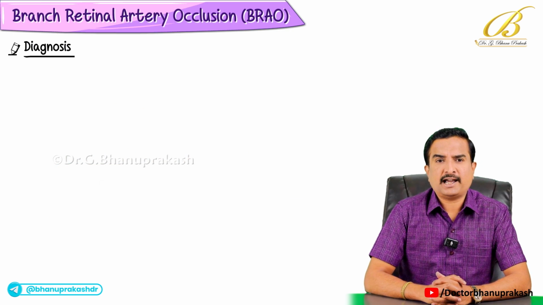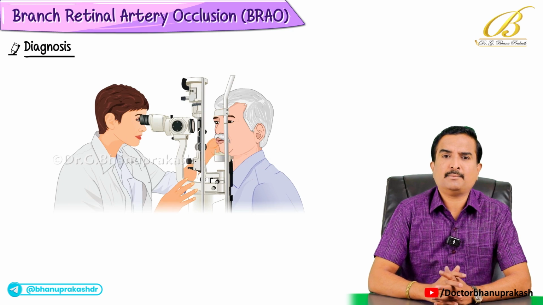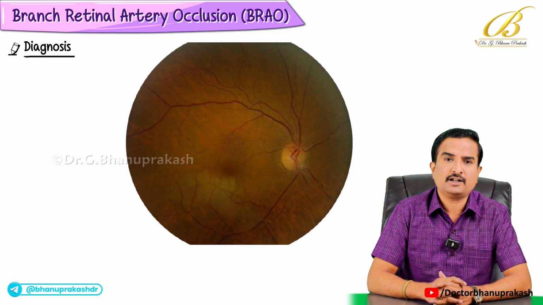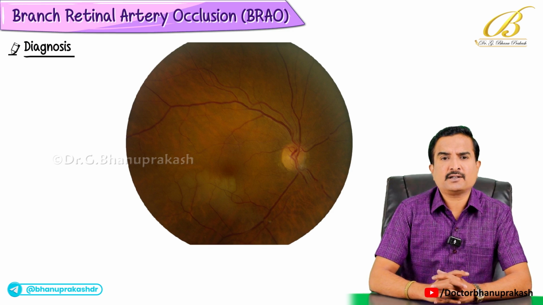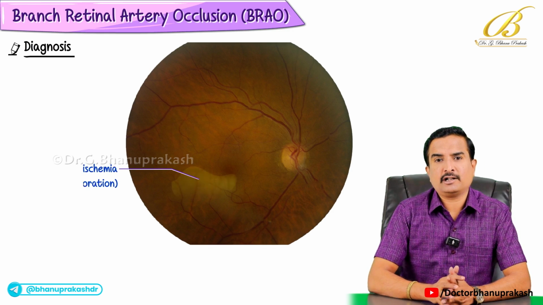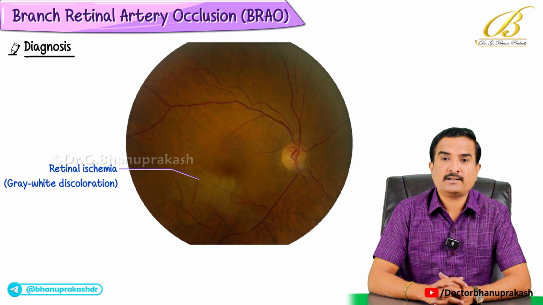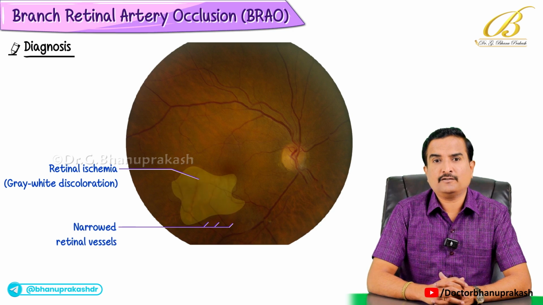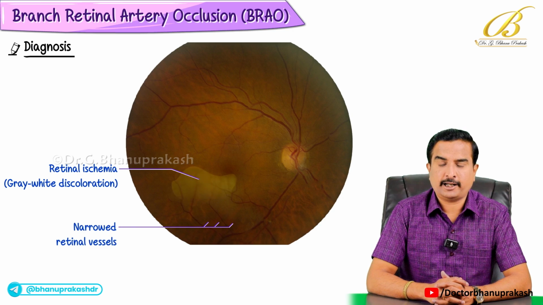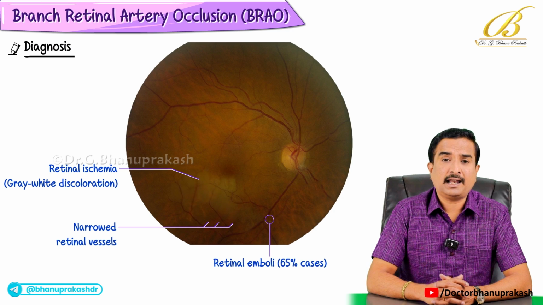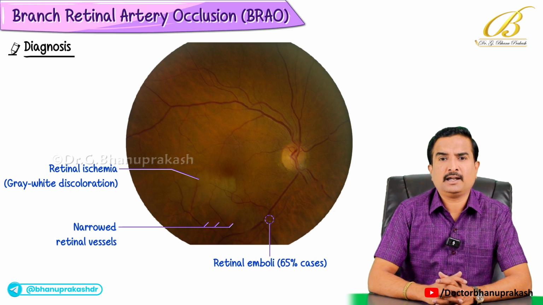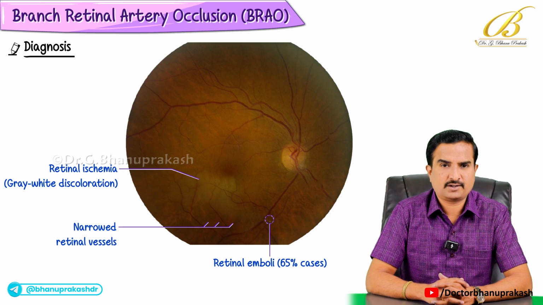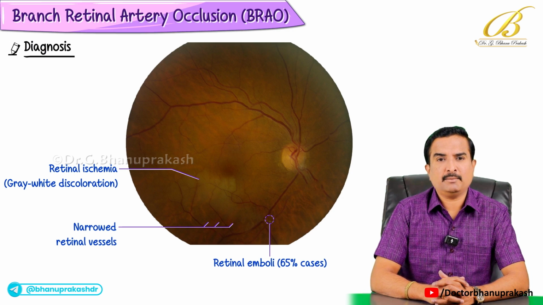Now when we talk about the diagnosis, a thorough eye examination including fundoscopic evaluation is essential for diagnosing this condition. The key features include segmental retinal ischemia with a gray-white discoloration in the affected retinal quadrant, narrowing of the retinal vessels in the affected area, and retinal emboli, which are often visible in up to 65% of the cases, suggesting a thromboembolic cause. So this is how the diagnosis can be made for this condition.